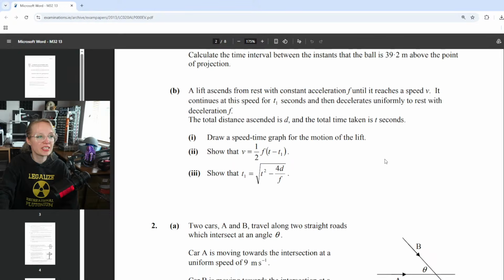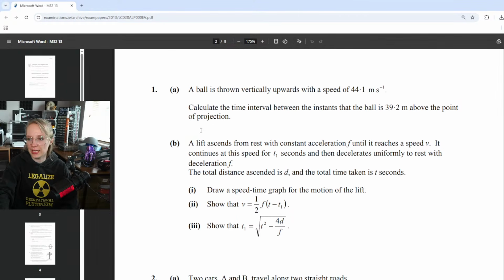Is this considered an easy question? Question 1 would be an easier one, yes. It's kind of a question to ease people in. 55 streak, let's go.